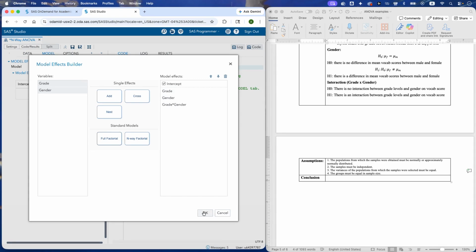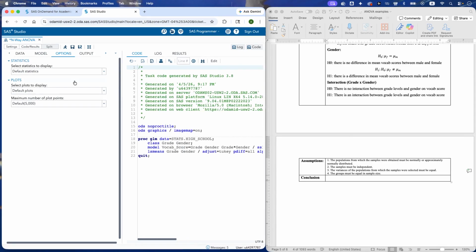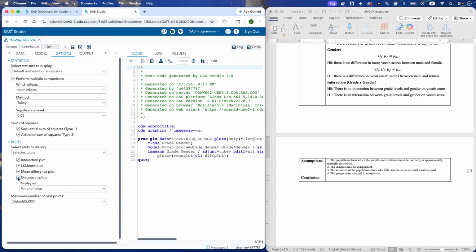Then I'm going to go to options and look at additional statistics to keep the main effect and Tukey-Kramer if we have differences. The level is 5%. For the sums of squares we have type 1 and type 3. We check type 3. There's no need to show type 1. For plots, I'm going to select diagnostic plots and keep them as a panel of plots. And I am going to take off the mean difference plots. And I'm going to run this.